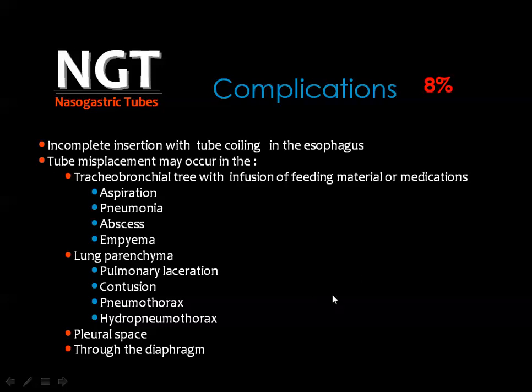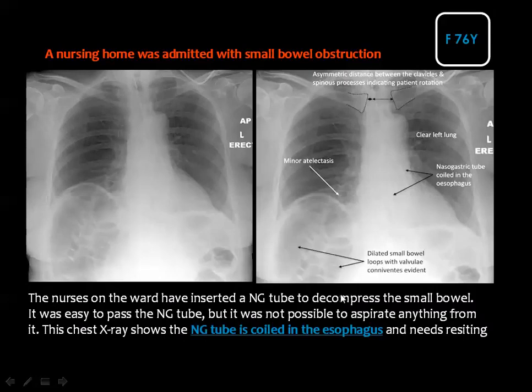Then the tube may be inserted deeply into the bronchus so that it can affect the lung parenchyma by laceration, contusion. It may reach the pleural space, resulting in pneumothorax or hydropneumothorax. And I will show you some of these examples.